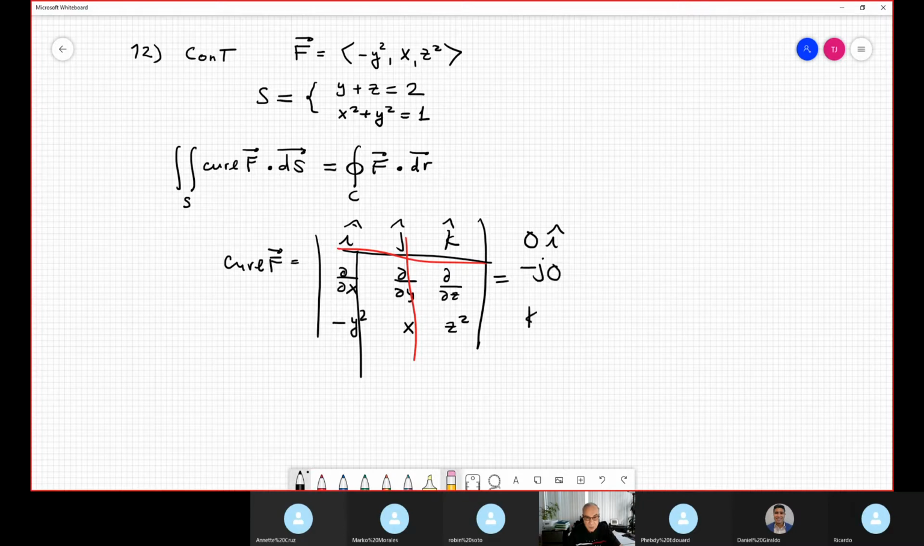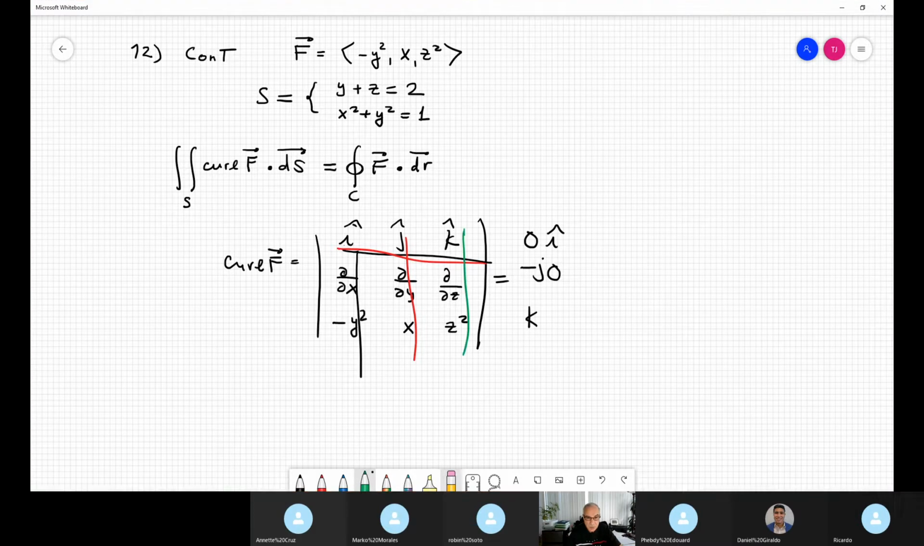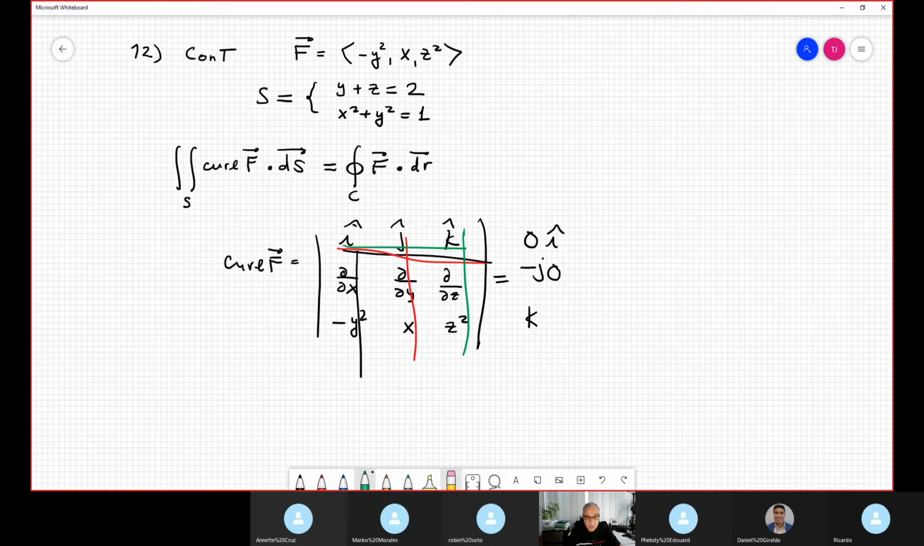Okay, no. Because in k, we have the partial derivative with respect to x of x, which is 1, and the partial derivative with respect to y of minus 2y is minus 2y, but it's the opposite sign, so it's plus 2y. Now our curl is the vector 0, 0, 1 plus 2y. I'm sorry, this is my mistake.